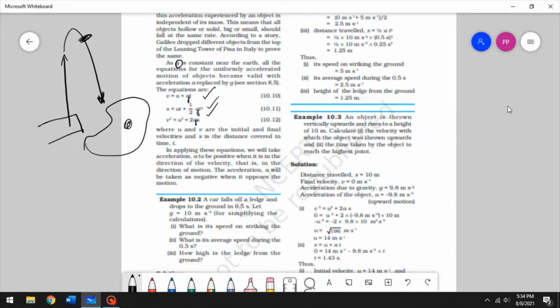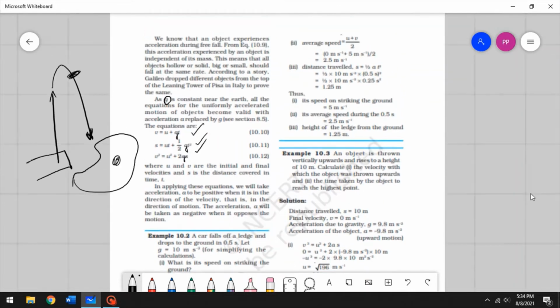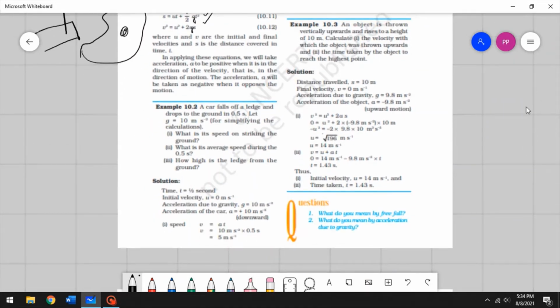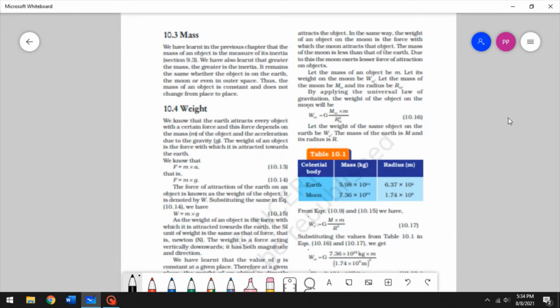So we have another example and two more examples here, 10.2 and 10.3, and we have two questions that I want you to try on your own. I want you to try all 4 questions. The 2 questions are the 2 numericals. I want you to try them on your own.